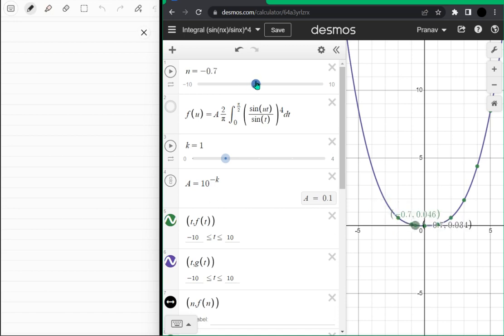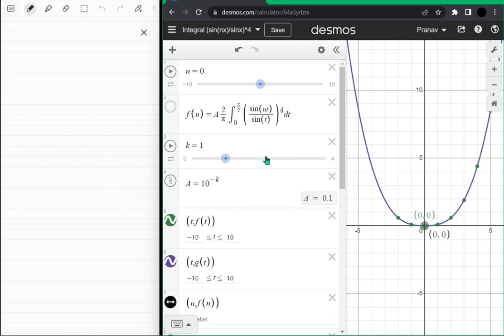Just for a brief moment, this is so hard to align. Maybe moving it like this is better. Okay, cool. So this changes like this. Okay, whatever. So n equal to 0.